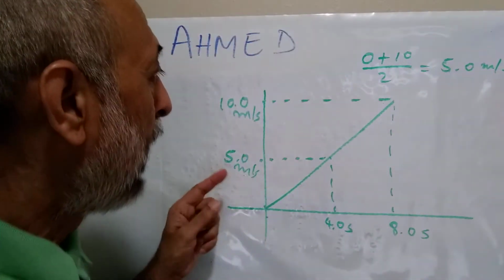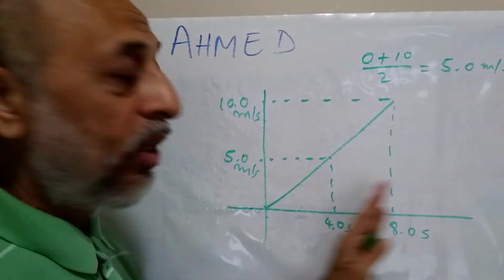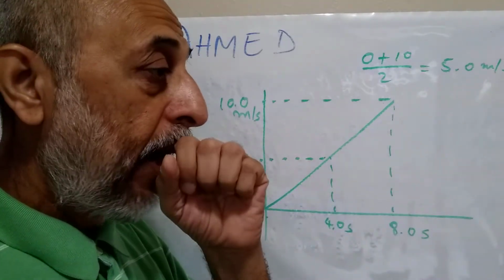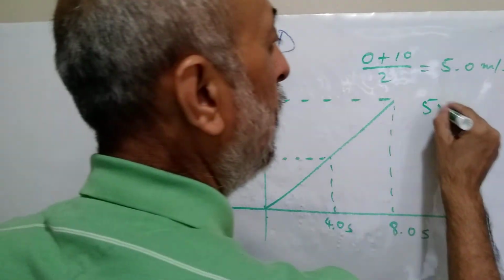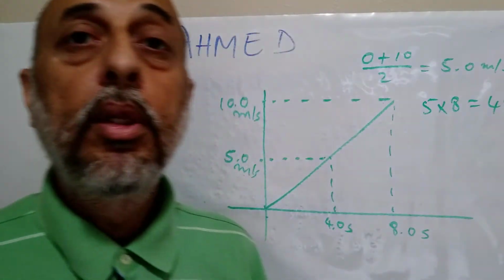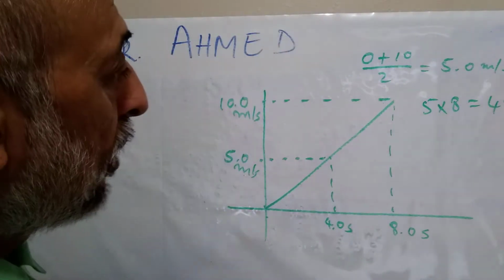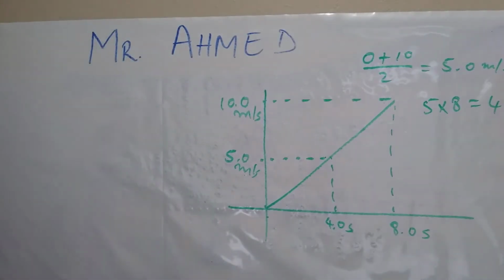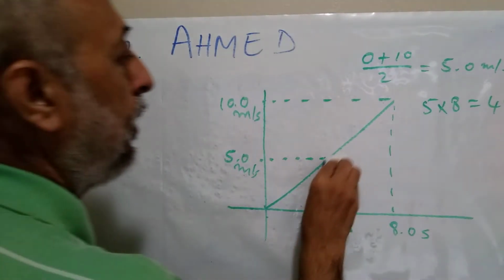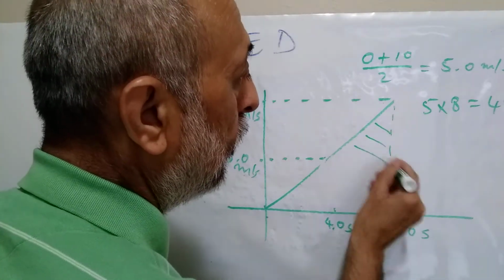Now if we assume that the velocity has been 5 meters per second throughout the 8 seconds, that would mean that 5 times 8, which is 40 meters, is how much the object covered. There's another way of looking at it. Looking at the graph, you see that the area under the velocity versus time graph is a triangle.